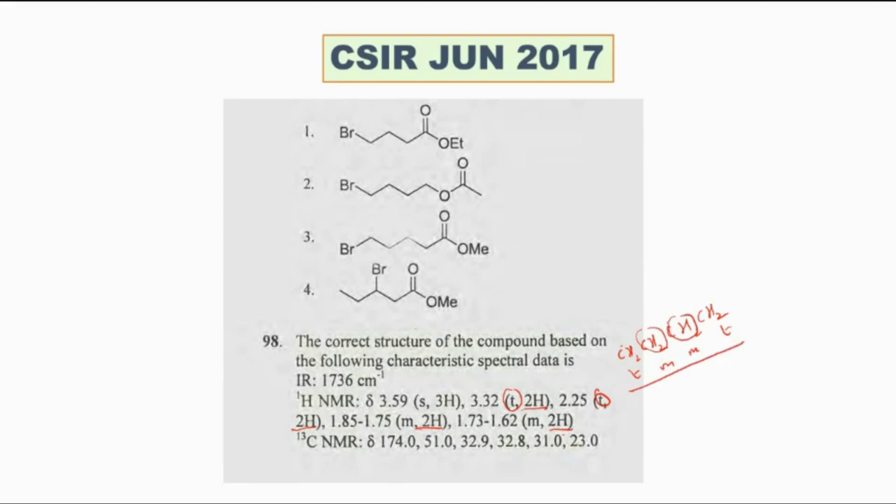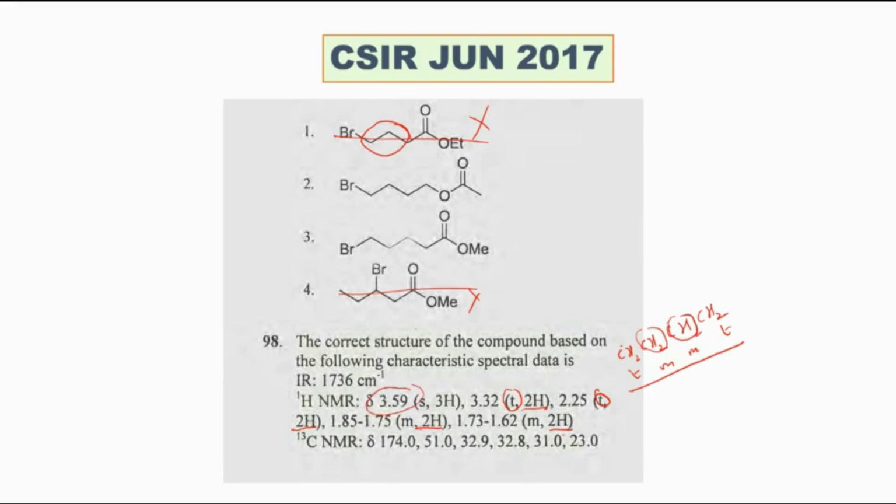So now based on this, which 2 options can I rule out? A and D, ma'am. Yeah, so this is wrong and this is wrong because it has only 3 continuous CH2, and here there is no continuous CH2. So the first option and fourth option are wrong. They are absolutely wrong. And now you see you have 3.59 singlet, 3 hydrogens.